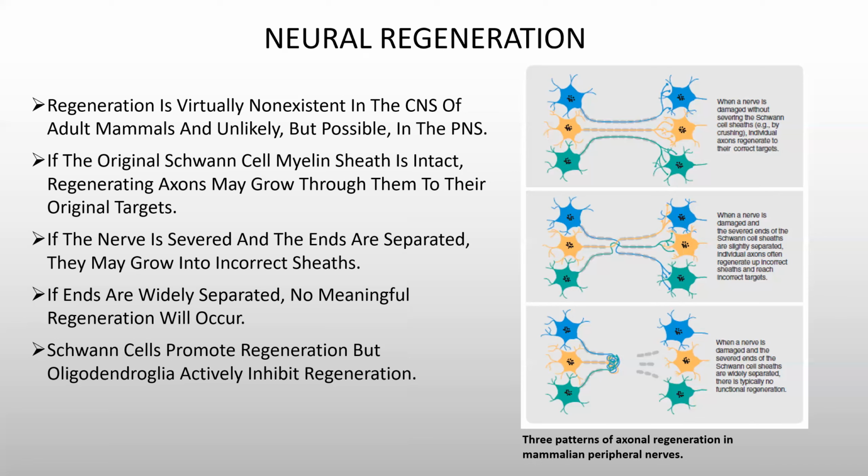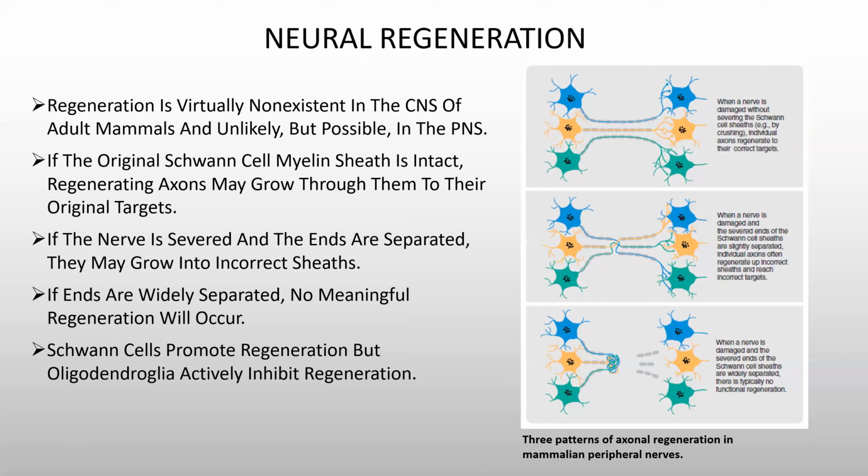And then finally at the bottom, when a nerve is damaged and the severed ends of the Schwann cell sheaths are widely separated, there's typically no functional regeneration. And so whatever sensations there were, they're lost now. There's no connection there. So just remember that Schwann cells are in the peripheral nervous system. They do promote regeneration as long as they're not separated too far away.